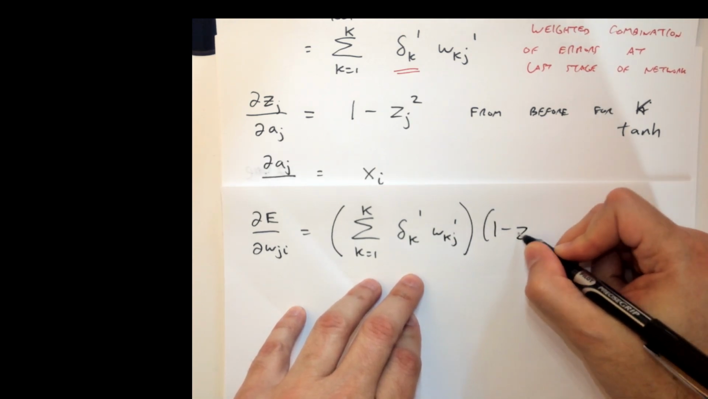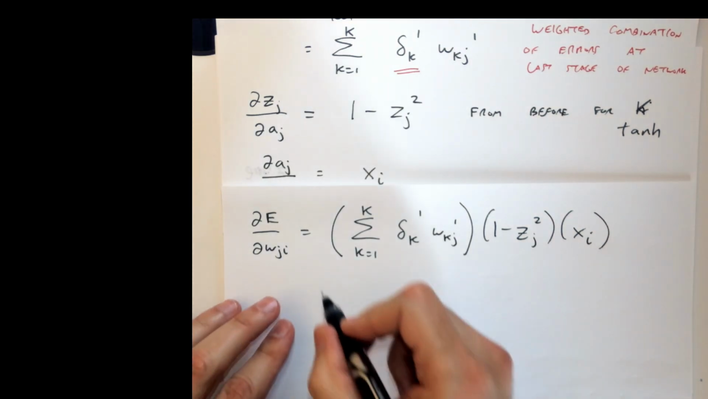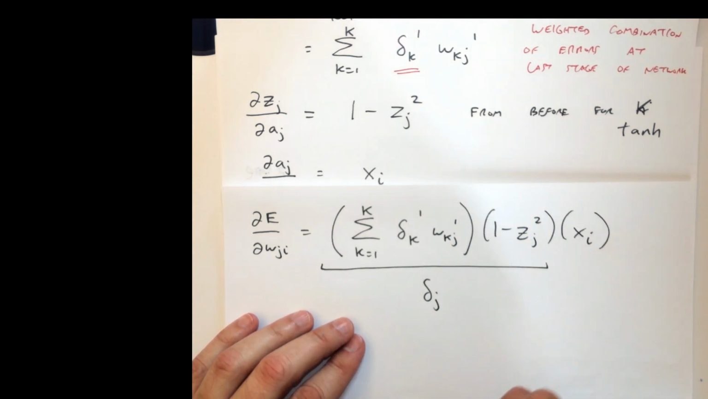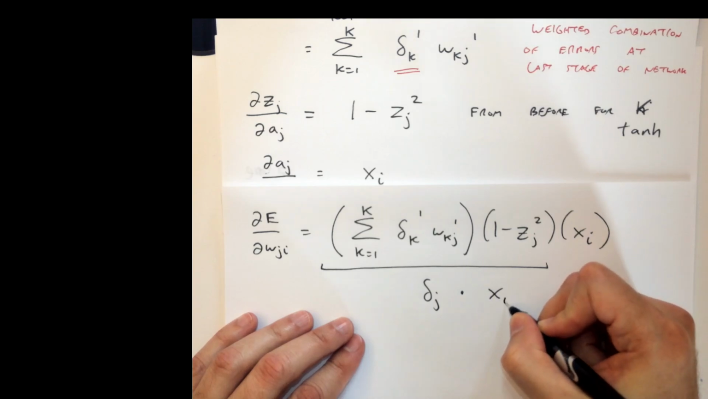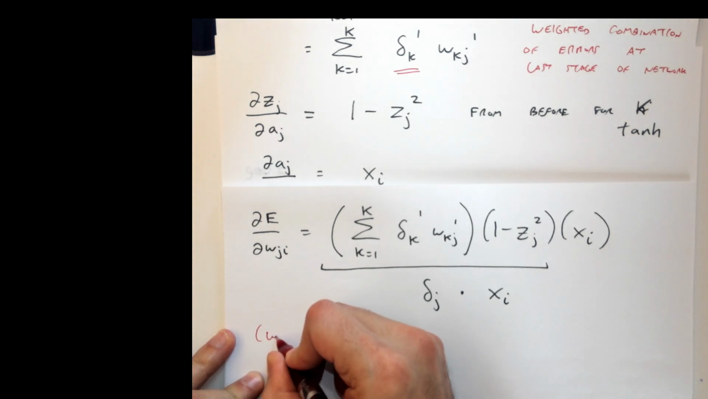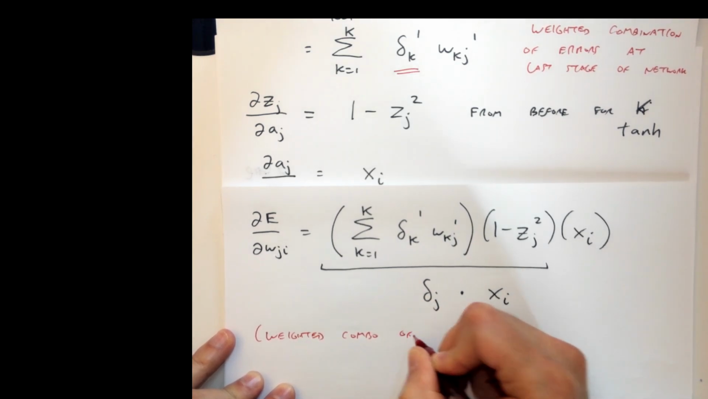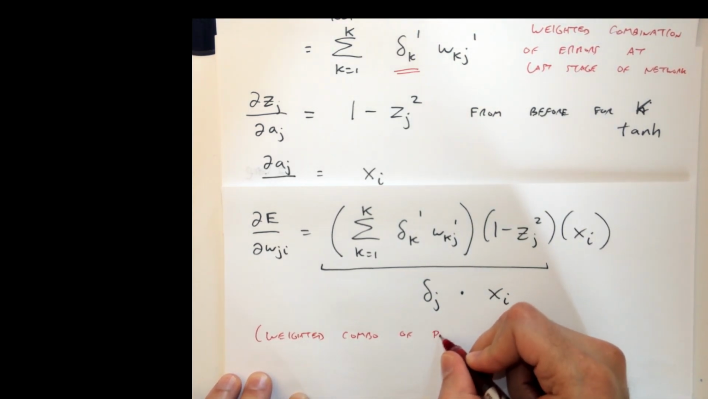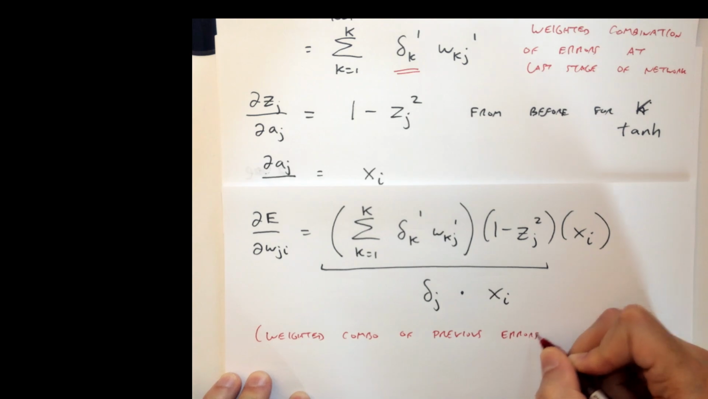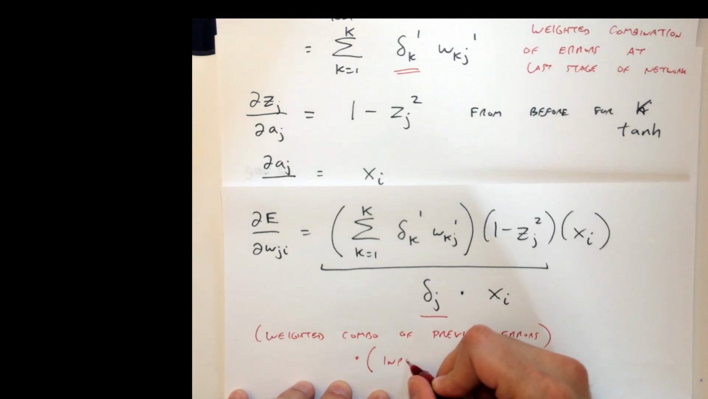Times this thing times this thing. And again, I can kind of interpret this by saying this is, I'm going to call this delta j times xi. Again, this is kind of like a weighted combination of previous errors. That's what this part is, times the input to the node.